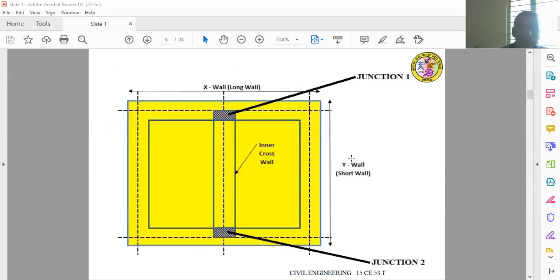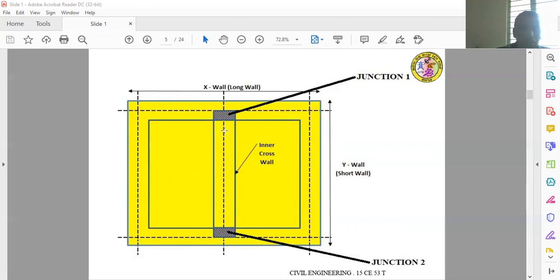This is the picture which shows how to find the number of junctions in a given plan and also how to calculate the center to center length of the long wall and the short wall. This is the two-room building. This is room 1 and this is room 2.